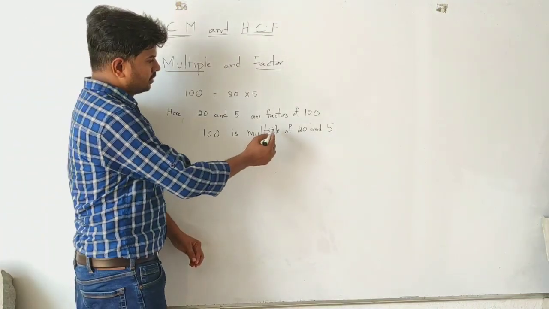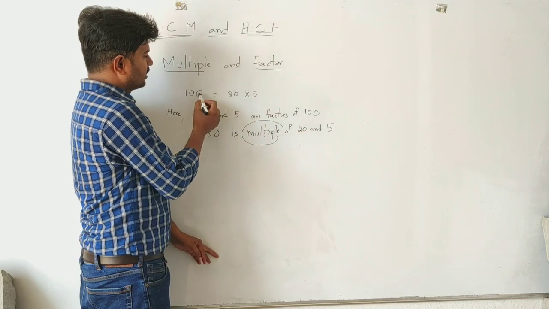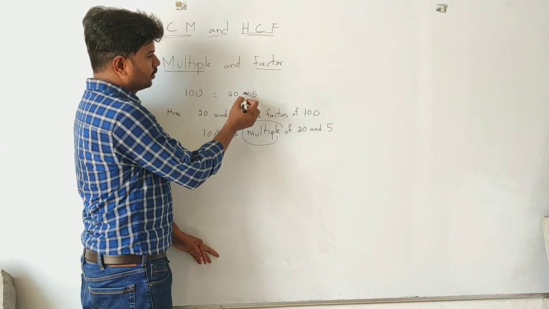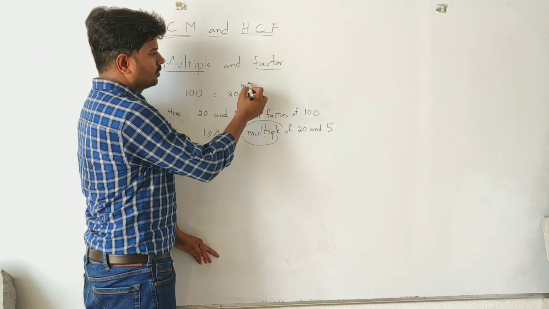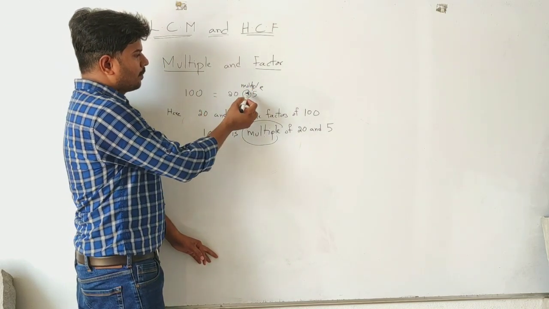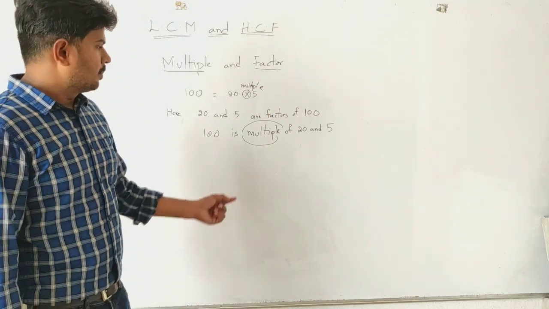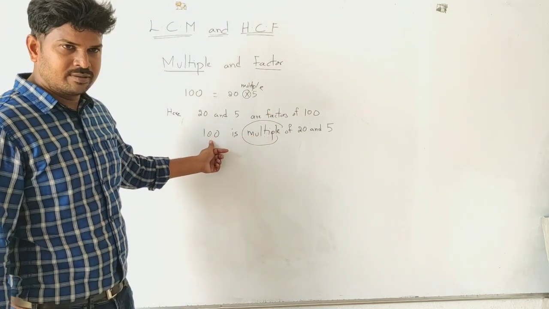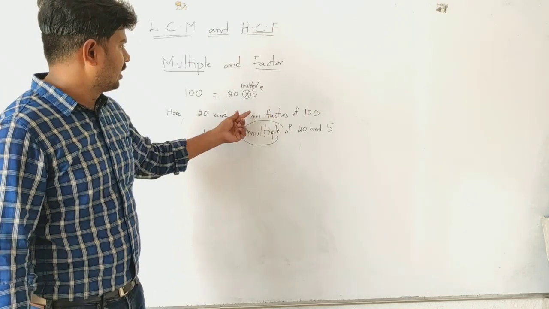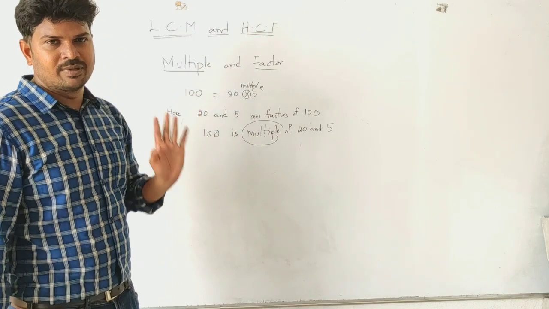So, here, 100 is called multiple of 20. See, 100 is written in the form of 20 into 5, so it is called a multiple. Like this you can read it as 100 is multiple of 20 and 5. Like that you can remember. Wherever multiple is there, you will have a big number. Wherever factors are there, you will have smaller numbers. So, first try to understand what are factors and what are multiples.